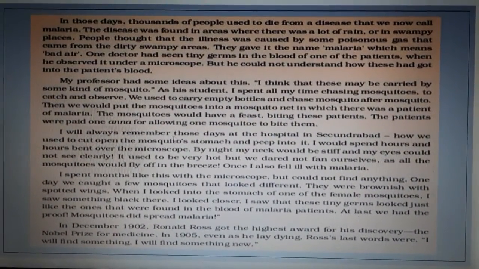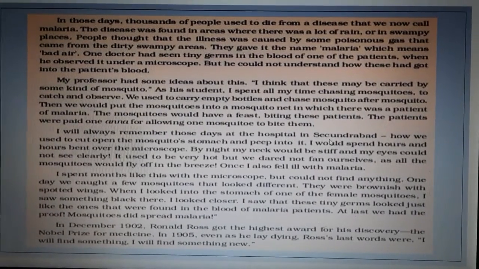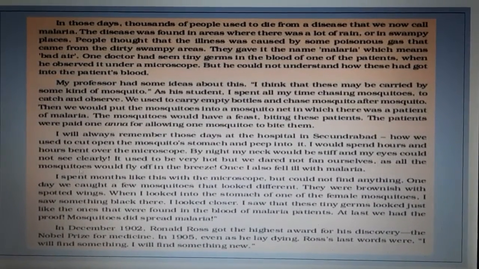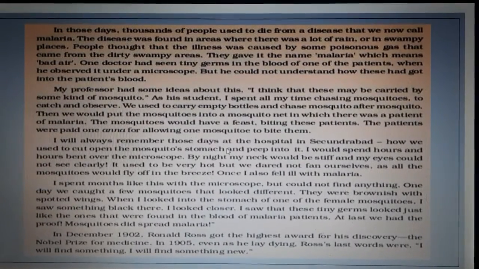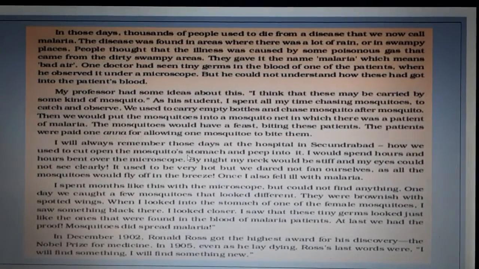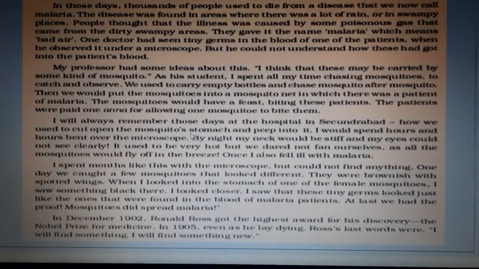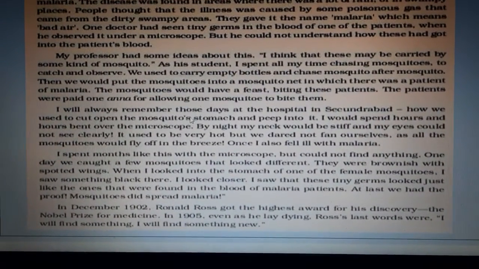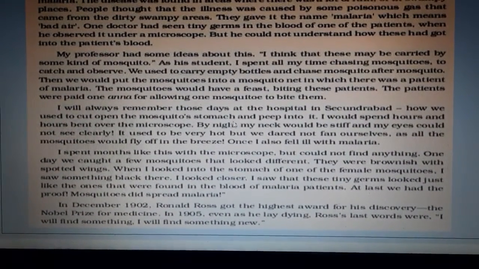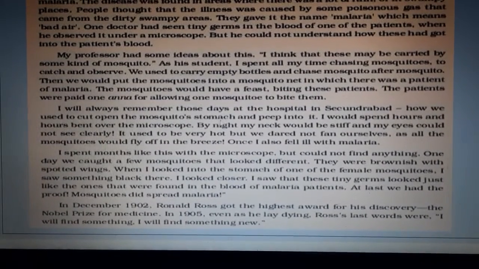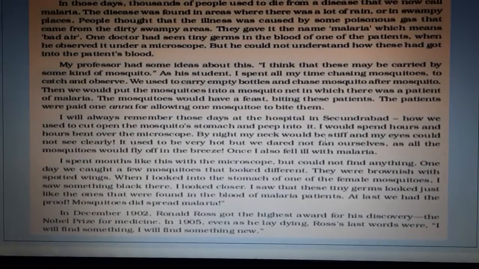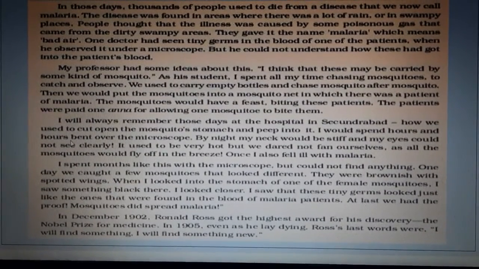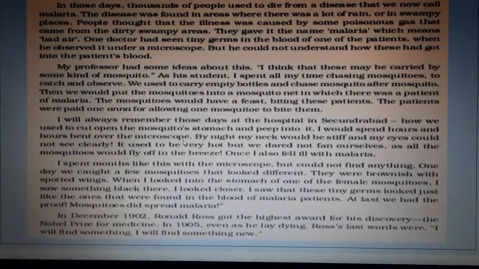I will always remember those days at the hospital in Sikandrabad, how we used to cut open the mosquito's stomach and peep into it. So you can imagine mosquito's size is so small, and the scientists used to cut open the mosquito's stomach and then peep into it. So it was a very tedious job. I would spend hours and hours bent over the microscope.